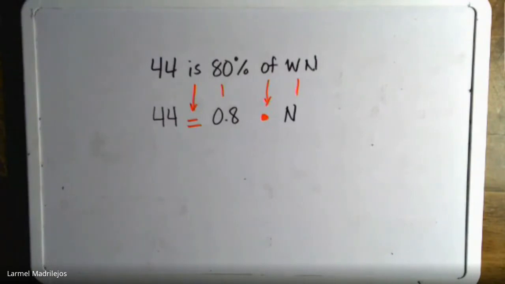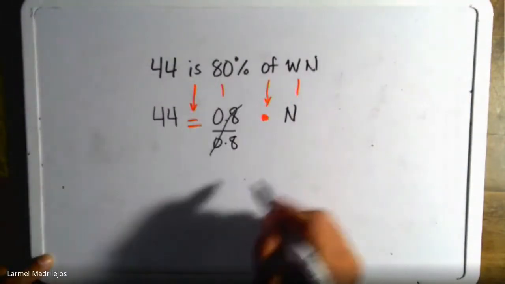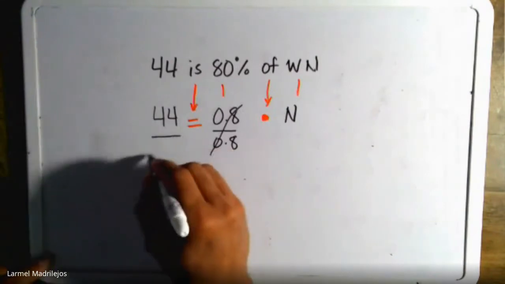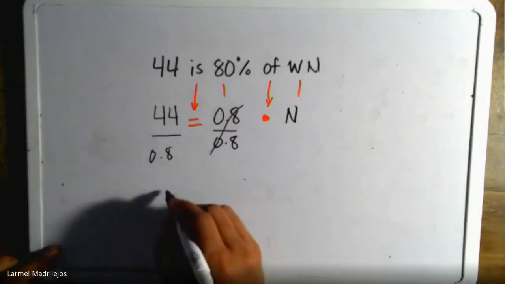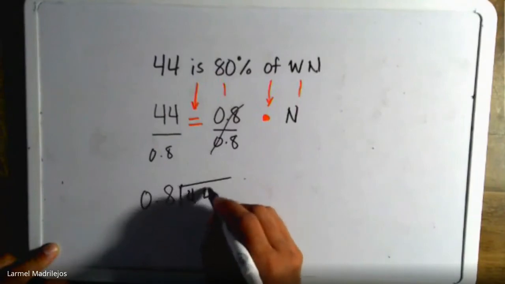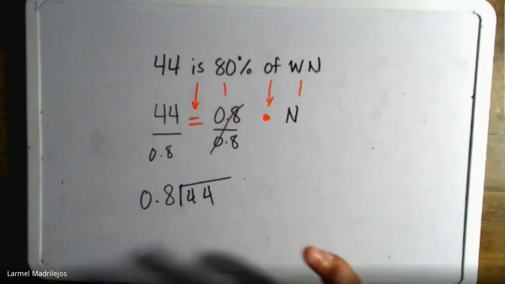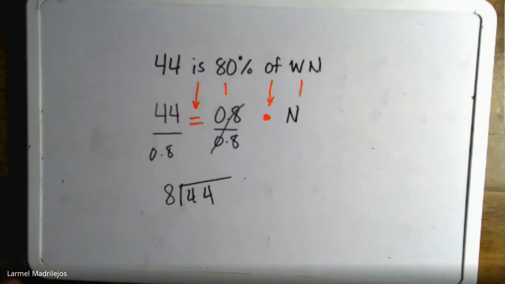What's the opposite of multiplication? It's division. So you're going to divide this by 0.8 to cancel it out. Leave the N alone. You can use a calculator to divide 44 by 0.8, but for now, I'm going to remove the decimal point first. Let's solve that for now.